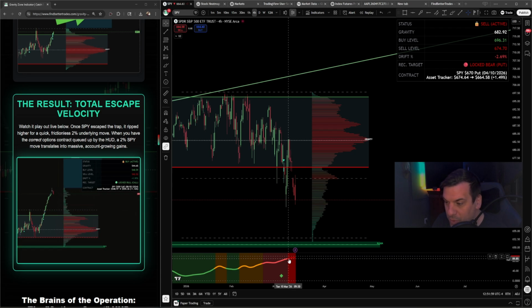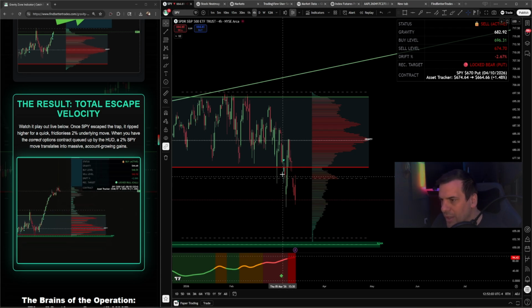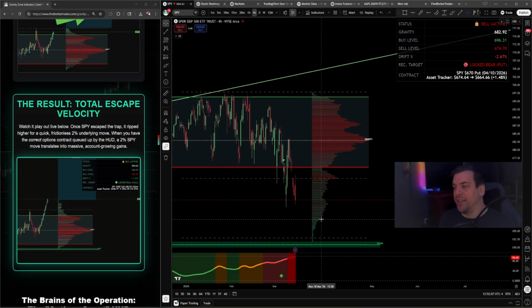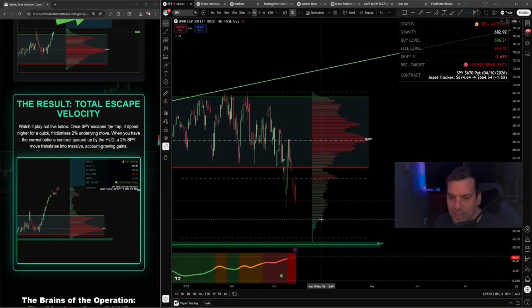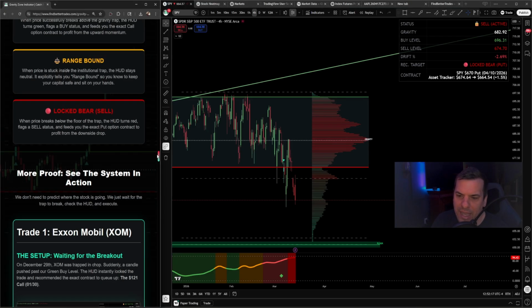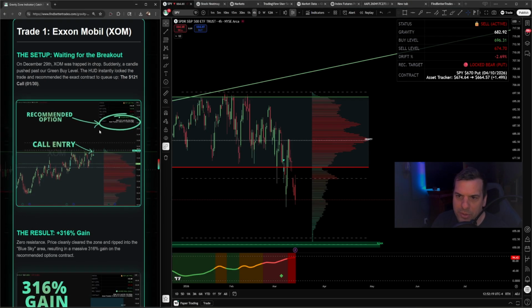And sure enough, we hit almost max panic here a couple days ago on that breakdown, and it's continued to just go up. There's a lot of panic right now in these markets. So that's the gravity zone, exactly how it works. I could really show you a bunch of examples like this one right here.